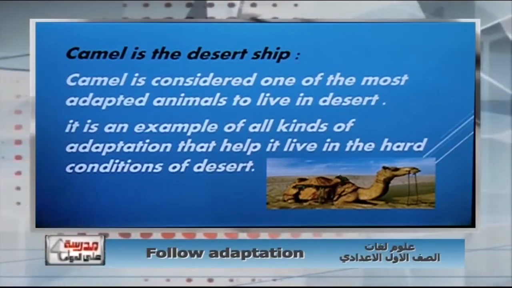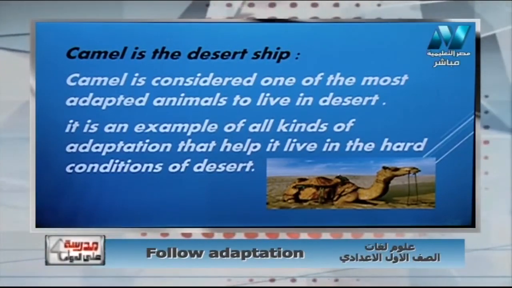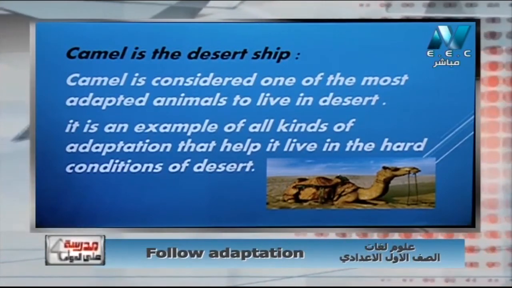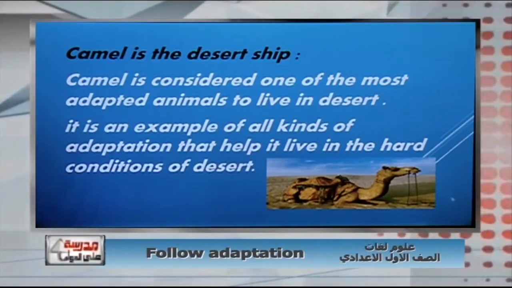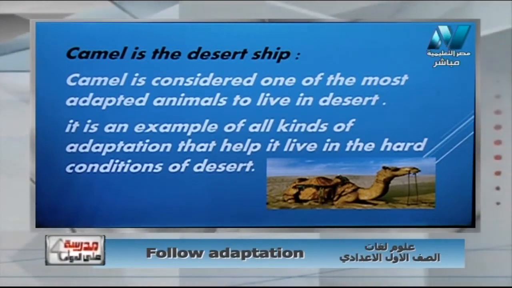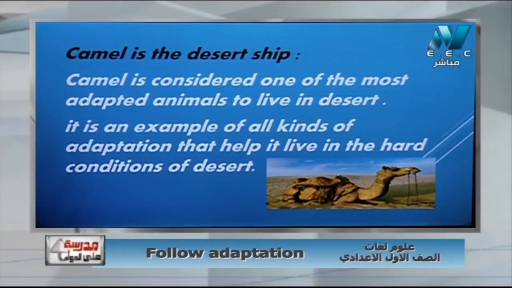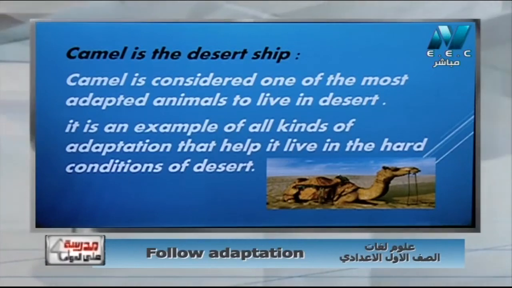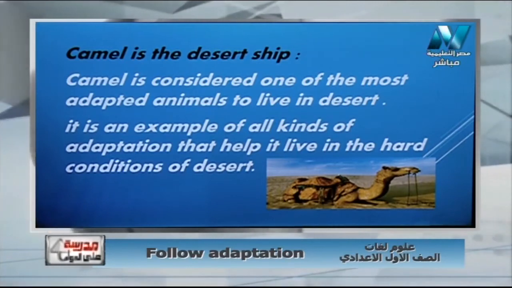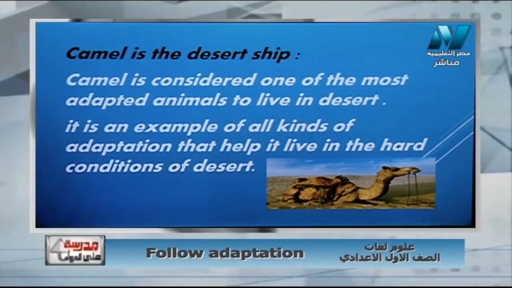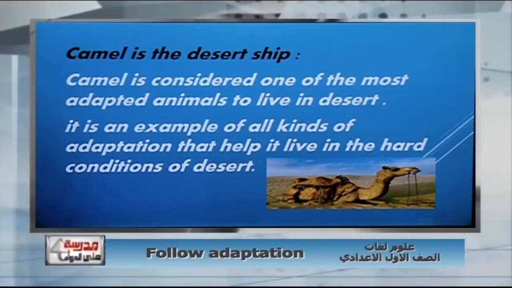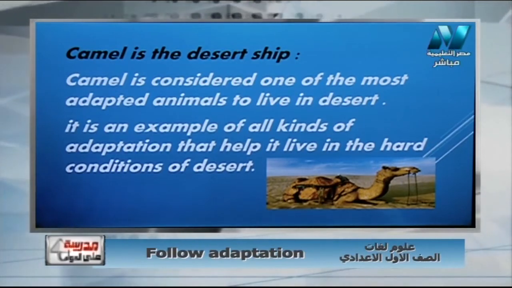It can bear the high temperature. It can move for long times and long distances without need of any water, because it can drink 100 liters of water in just a few minutes. It doesn't sweat until its temperature reaches 40 degrees. It has frosted lips. It has a thin membrane on its eyes. It can bear a lot of bad conditions of the desert. So we like camels. It is called the desert sheep.